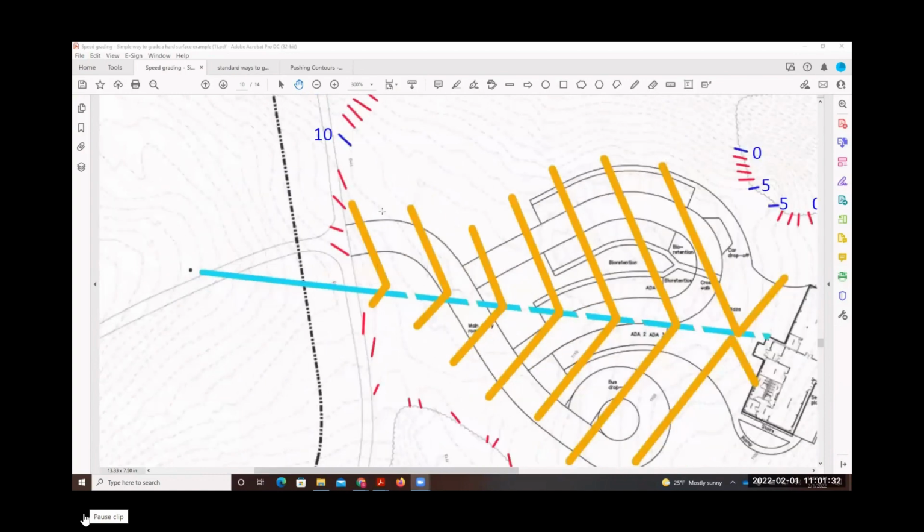Let's see, this is the 10 contour. So let me draw in the 10. This is the 10 contour. This is the 11 contour. This is the 12 contour. This is the 13 contour. It kind of comes over and pops out like this.